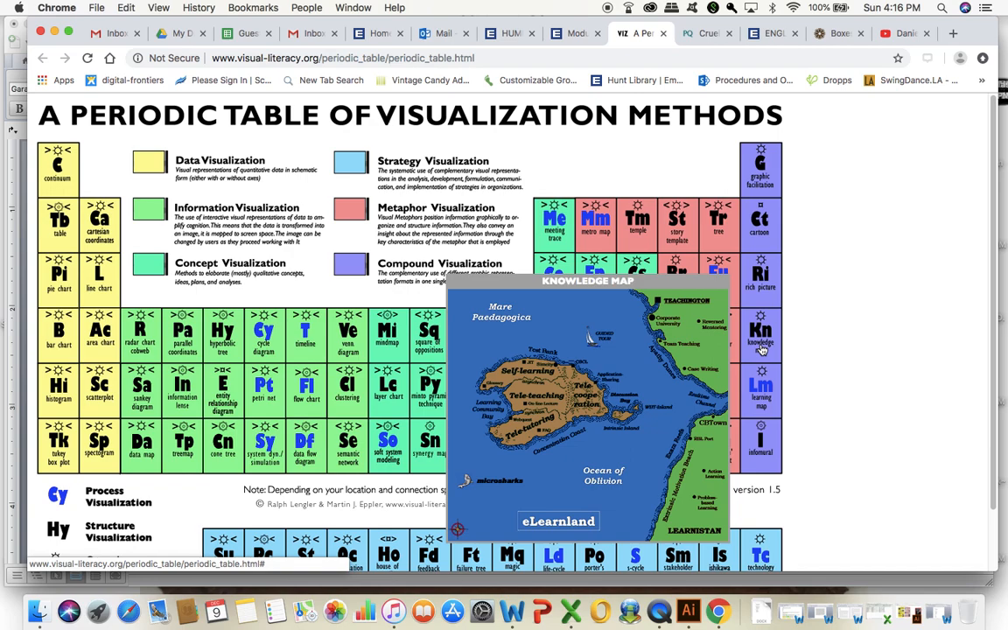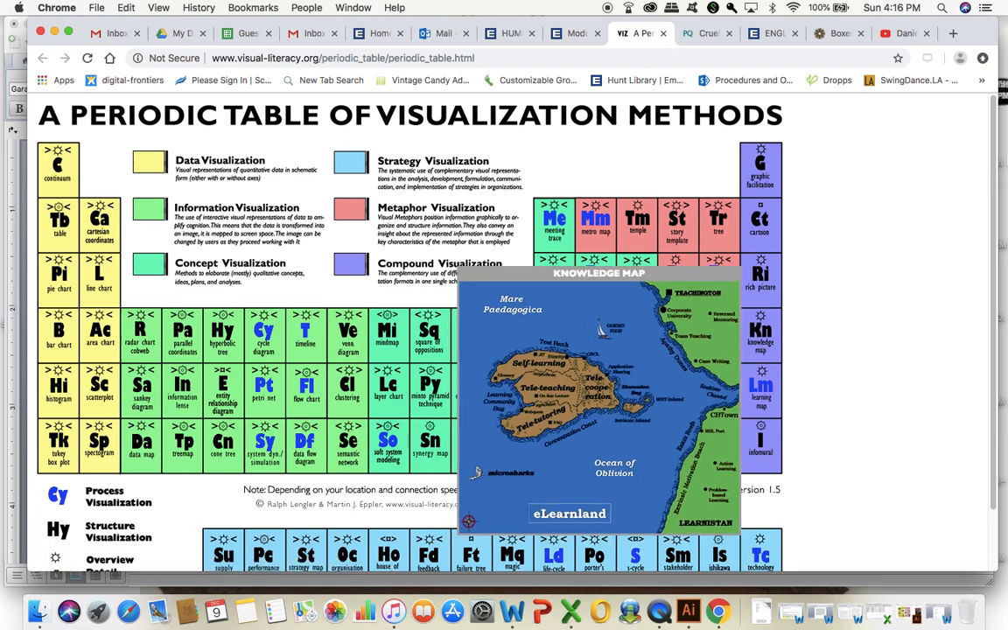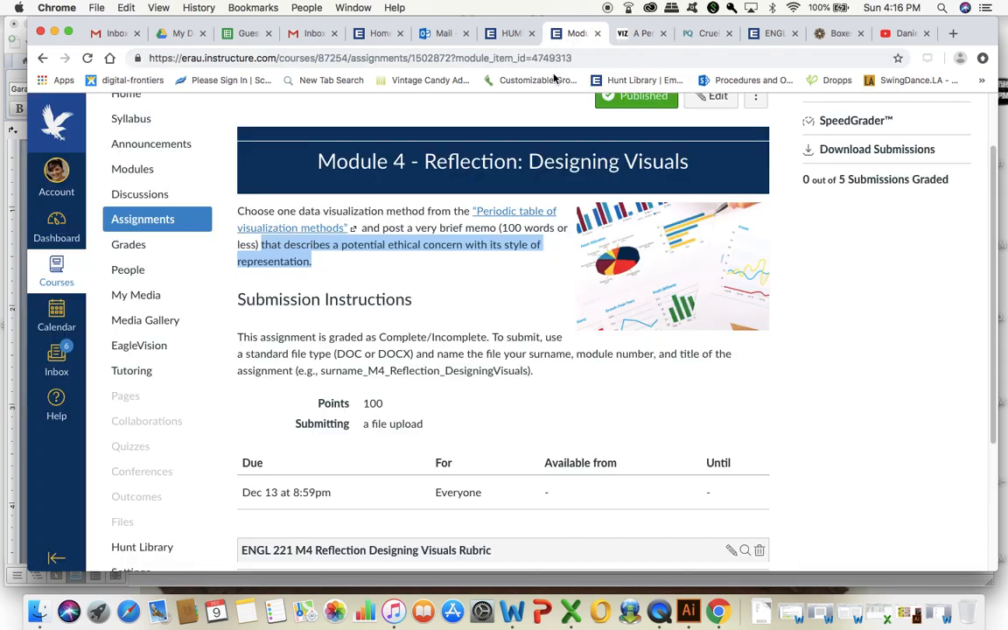what would be the potential ethical concerns that I would have to be aware of as the person presenting the information in whatever format, to make sure that it fits within ethical boundaries and doesn't cross those boundaries. So again, how would that particular visualization method present ethical problems to me if I were to choose it as a way to visualize information? That's what this reflection on designing visuals is.